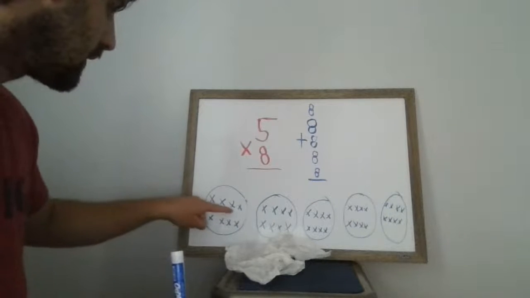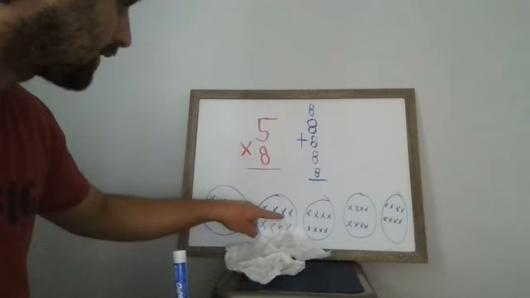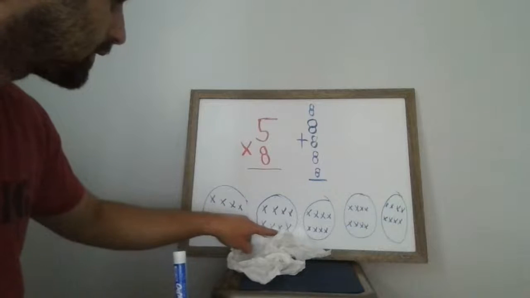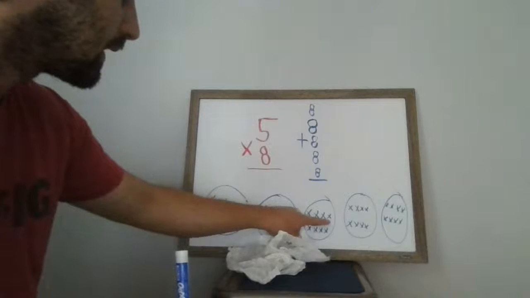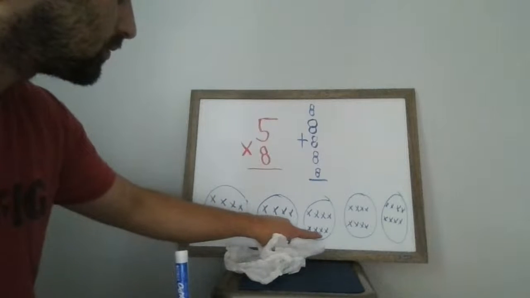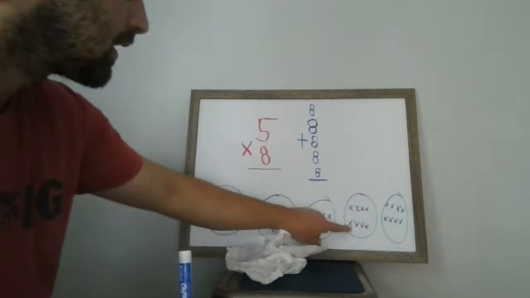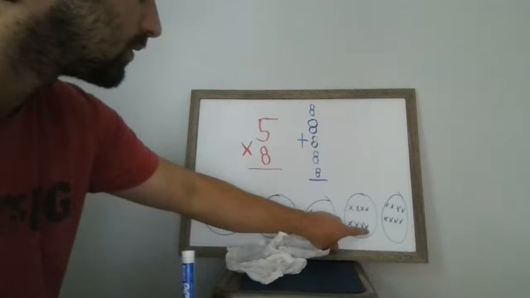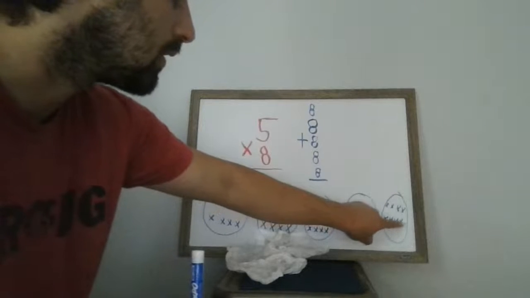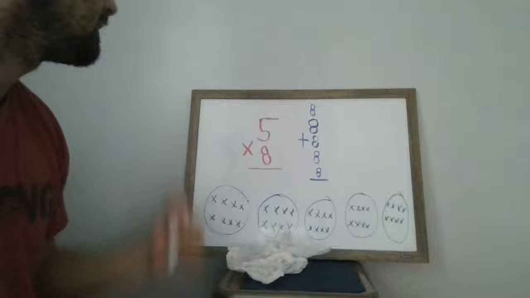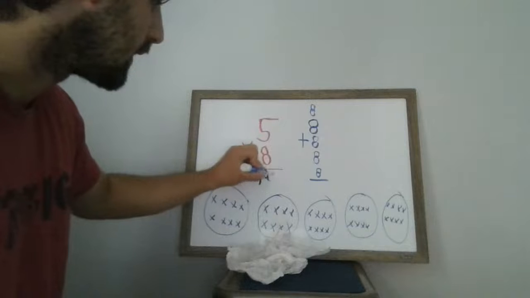Ready? 1, 2, 3, 4, 5, 6, 7, 8, 9, 10, 11, 12, 13, 14, 15, 16, 17, 18, 19, 20, 21, 22, 23, 24, 25, 26, 27, 28, 29, 30, 31, 32, 33, 34, 35, 36, 37, 38, 39, 40. All right. So we had 40 total X's, so 5 times 8 equals 40.